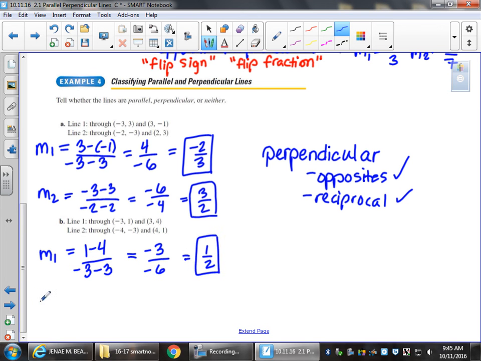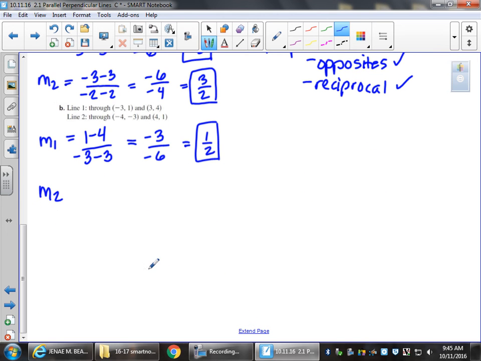Good. And how about line 2? Calculate the slope of line 2. What are you going to subtract up top? Negative 3 minus 1. The y value is up top. If I do negative 3 minus 1, what do I have to follow in the bottom? What order? Negative 4 minus 4. What is negative 3 minus 1? Negative 4 divided by negative 8.